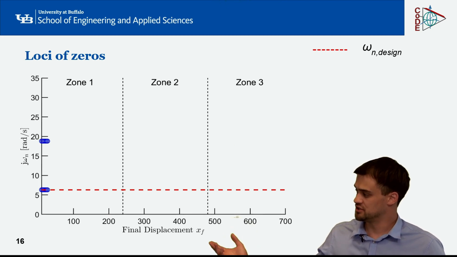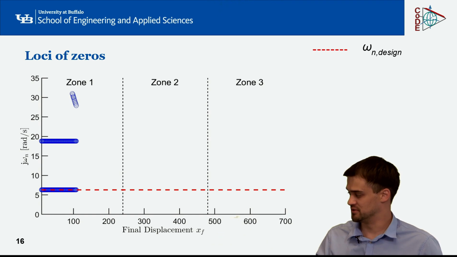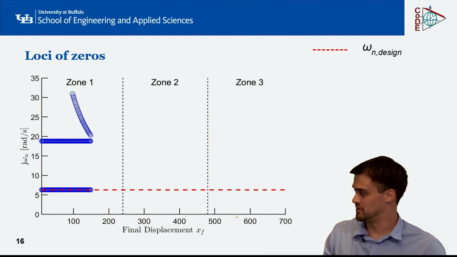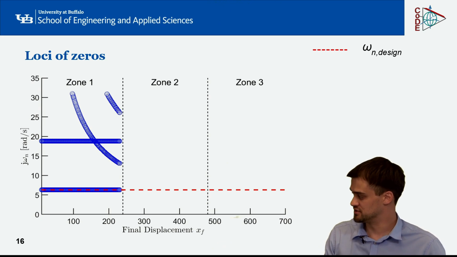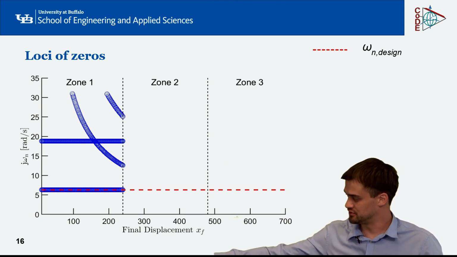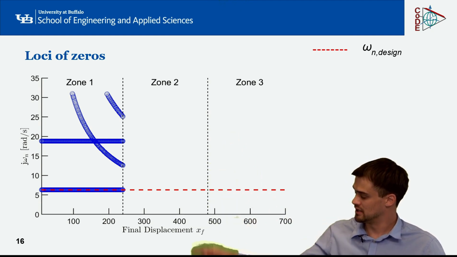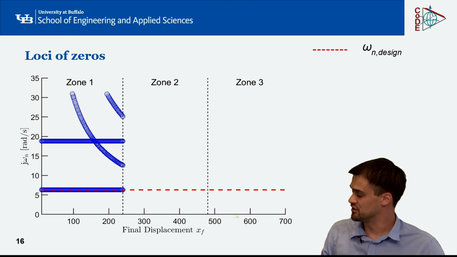So as I'm starting the simulation now, you can see that these blue dots evolve over the final displacement, which are marking the zeros which are placed by the input shaped controller at specific locations. And obviously, my natural frequency gets cancelled with those zeros at the specific location. However, from the higher frequency spectrum, I can see other zeros evolving.